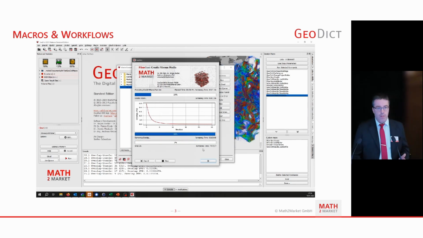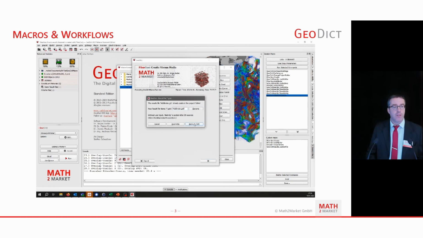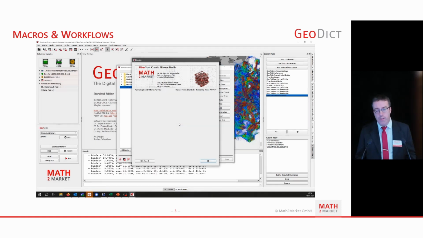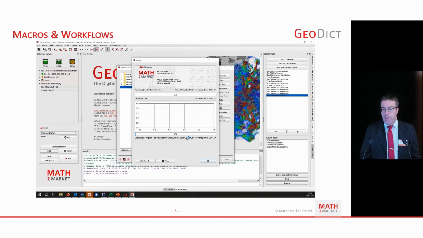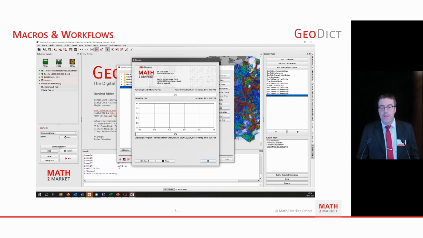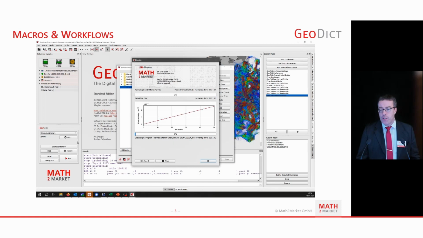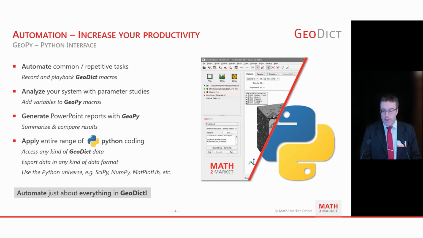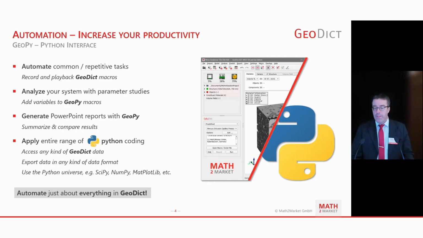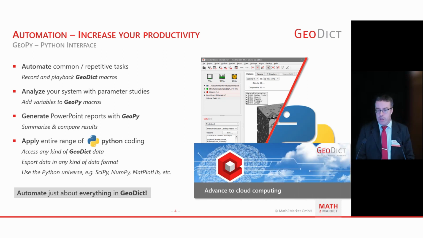So after that, as I mentioned, you have done the first steps into the scripting world by documenting what you have done. The next step is then, of course, to increase your productivity, and that's where the automation with GeoPy comes in. I just skip on that. So the automation in GeoDict is possible through the use of GeoPy, a Python extension in GeoDict.